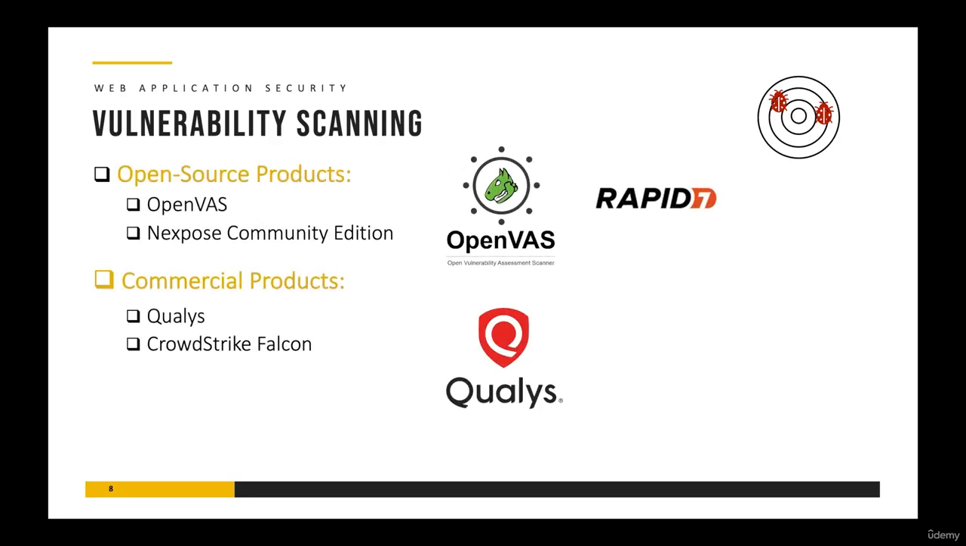We have both open source products such as OpenVAS and Nexpose Community Edition, as well as commercial products for vulnerability scanning such as Qualys and CrowdStrike. Even though there are some differences between open source and commercial products in this arena, generally speaking, all of these products rely on almost the same set of scripts and techniques. Obviously, commercial products such as Qualys offer a better user experience. They offer a better graphical user interface and they're more user friendly. But the open source products can also be used to get the job done.